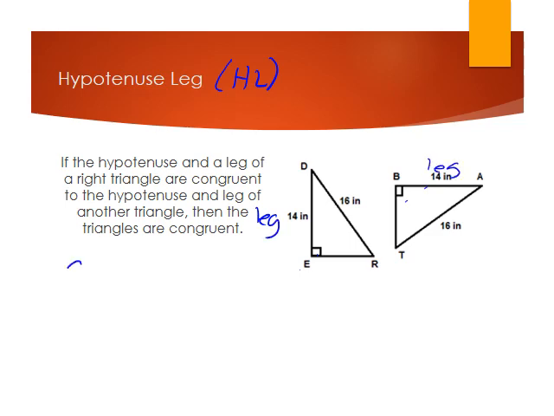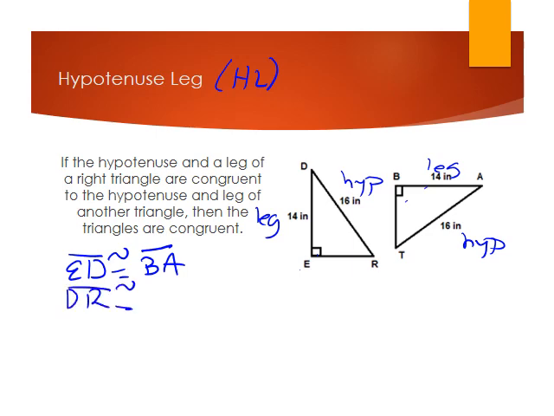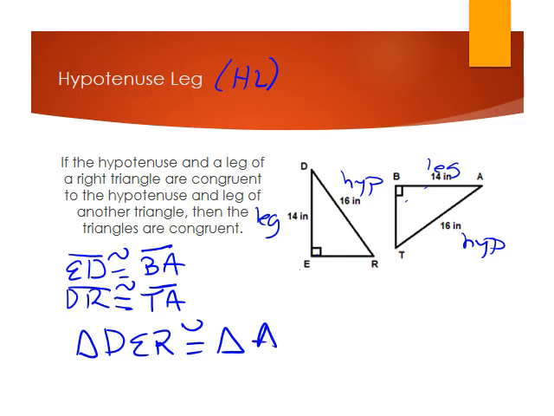So I have ED congruent to BA, and then I have the hypotenuse. By the markings, they're both 16 inches. DR congruent to TA. Okay, I've got the right triangle, so then my triangles are congruent. So triangle DER is congruent to triangle ABT, by hypotenuse leg. So that's how the hypotenuse leg theorem works.